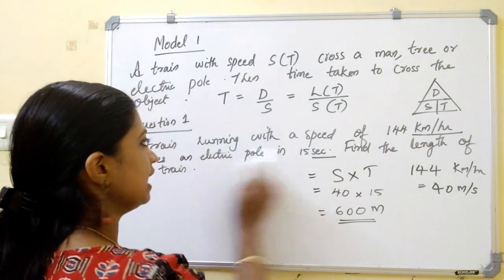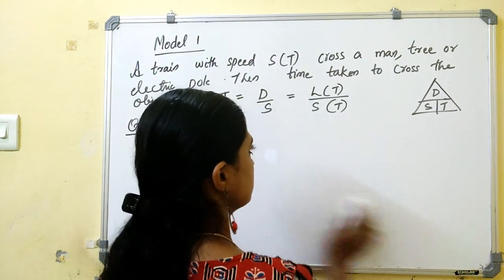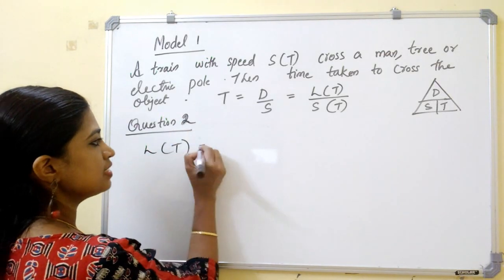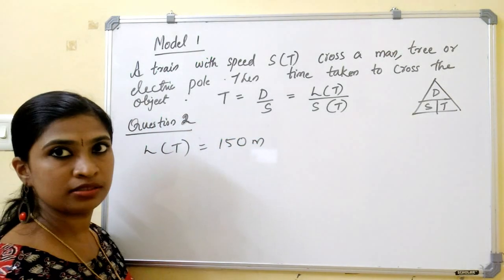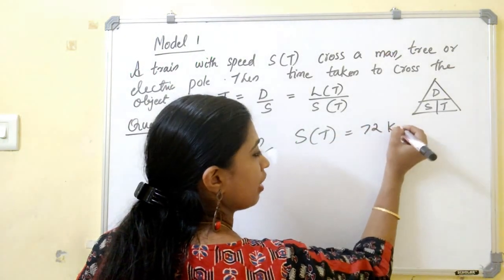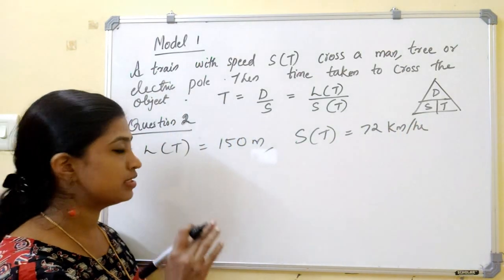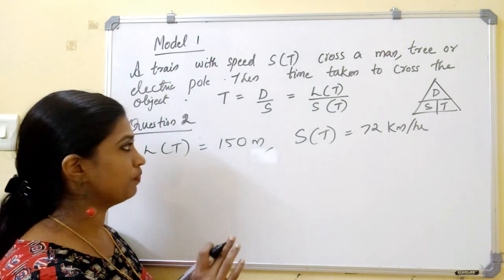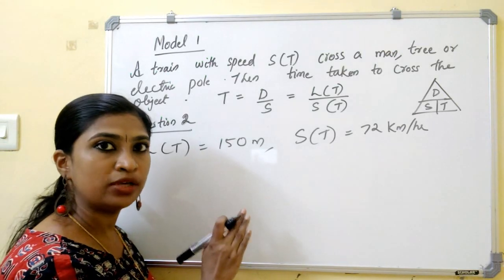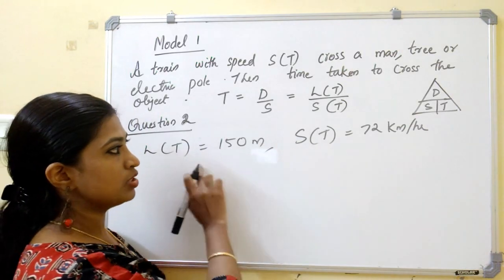Now we can do the second question. The second question is: the length of the train is 150 meter, and the speed of the train is 72 km per hour. Find the time taken by the train to cross a man standing on the railway platform. We are given the speed and the length of the train, and we are asked to find the time.